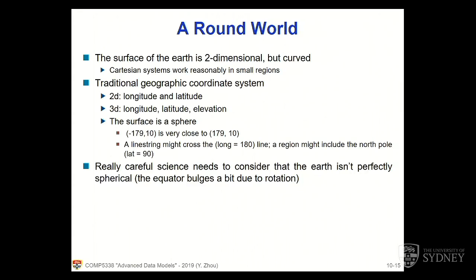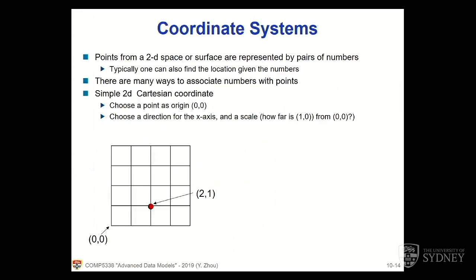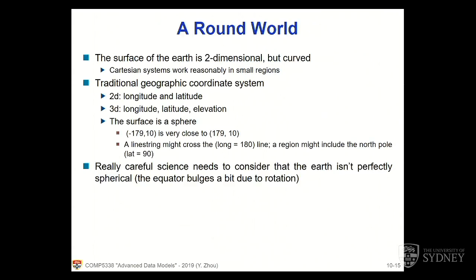Okay, so that's the very simple way. But usually for a geospatial system, it's not really on a flat space. Even though when the range is in a small area it looks flat, it's not flat. It's a round space.